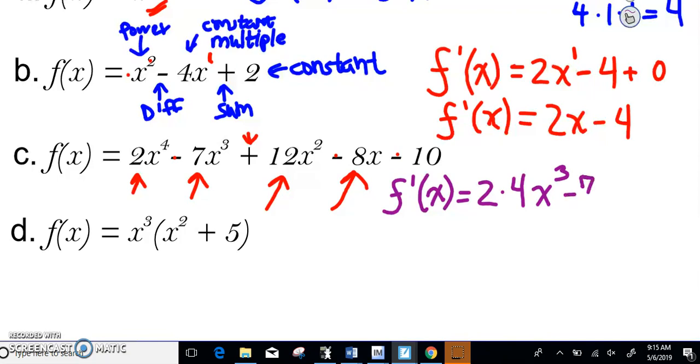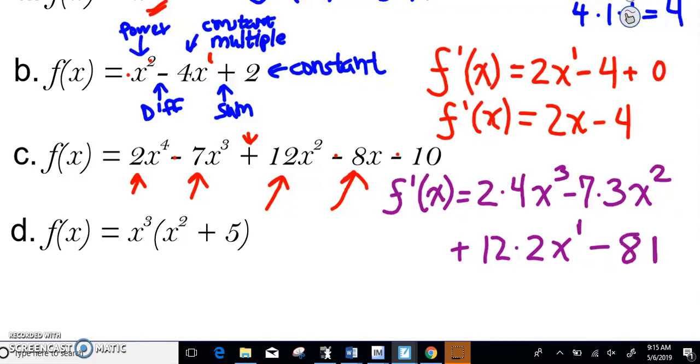And then we have the 7. We bring the 3 down and subtract 1 to give us x squared. Then there's plus 12. Bring that 2 down. Subtract 1 from it gives you 1 to the first power, sorry. And then here we have 8 times 1.